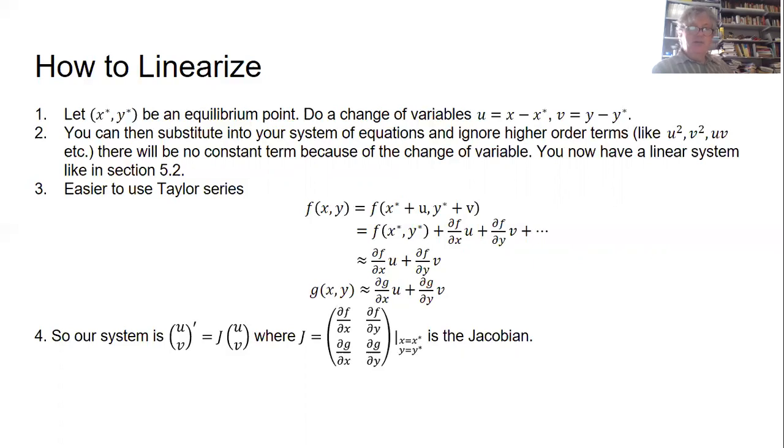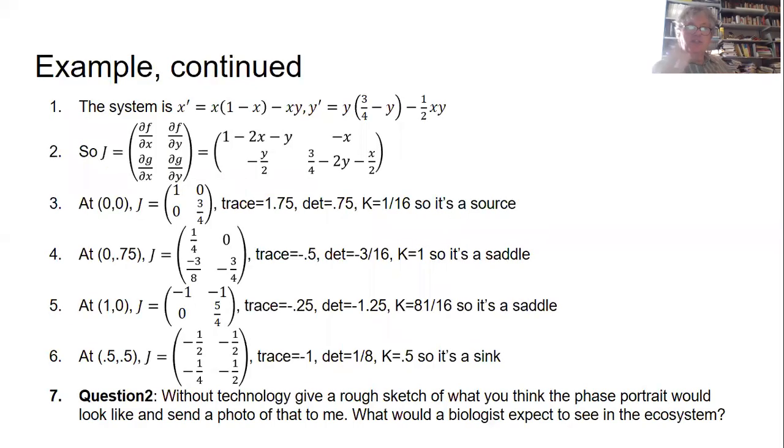So then our system goes from an xy system to a uv system. The derivative of (u, v) equals J times (u, v), where J is the Jacobian. It's a matrix of partial derivatives evaluated at the equilibrium point. Remember x prime is the first derivative, so df/dx is really like a second derivative. That's why it's a Jacobian.